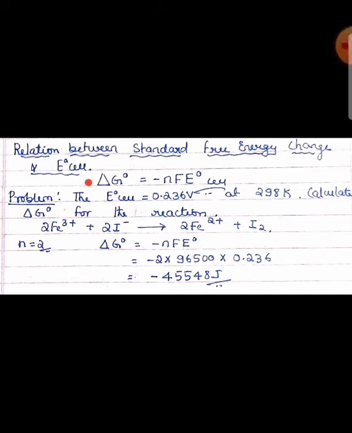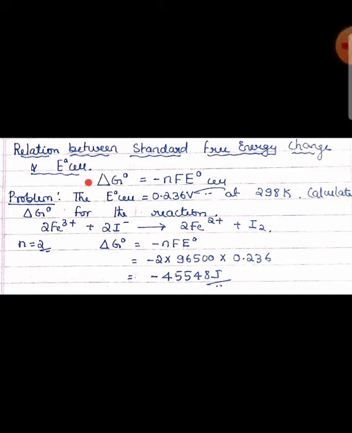E naught cell is 0.236 volts at 298 Kelvin. Calculate the delta G naught for the reaction. We have one reaction where Fe3+ is converting into Fe2+, 2 Fe3+ are involved, and 2 I minus are converting into I2. It means the number of electrons involved is 2.